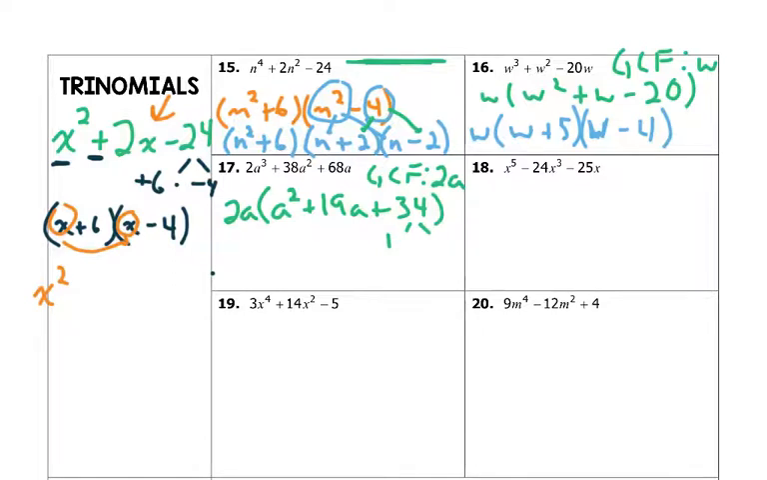We got 17 times 2. 17 times 2 is 34. 17 plus 2 gives us 19, which is right there. So let's finish this up. We're going to go ahead and keep that GCF on the outside and then just do our normal trinomial factoring. A plus 17 times a plus 2.